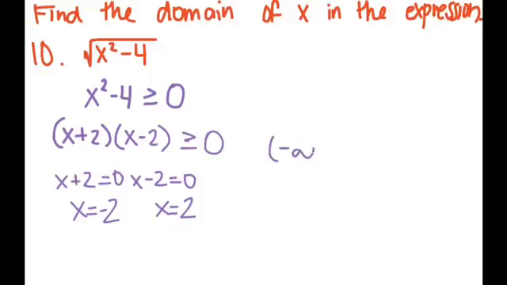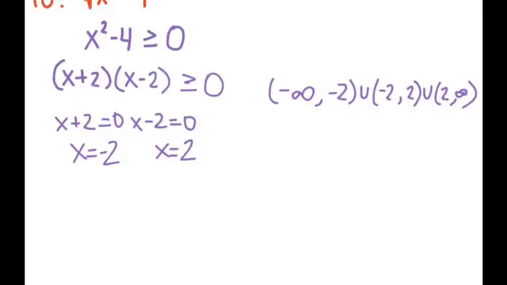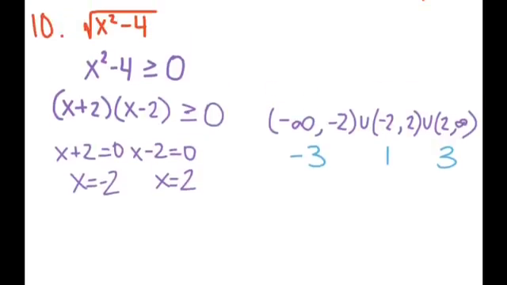So now we would write out our test intervals. So -infinity to -2, union -2 to 2, union 2 to infinity. And then write a test number for each of the intervals. So for the first one, -3, then 1, and then +3. So now we want to plug these back into this equation.